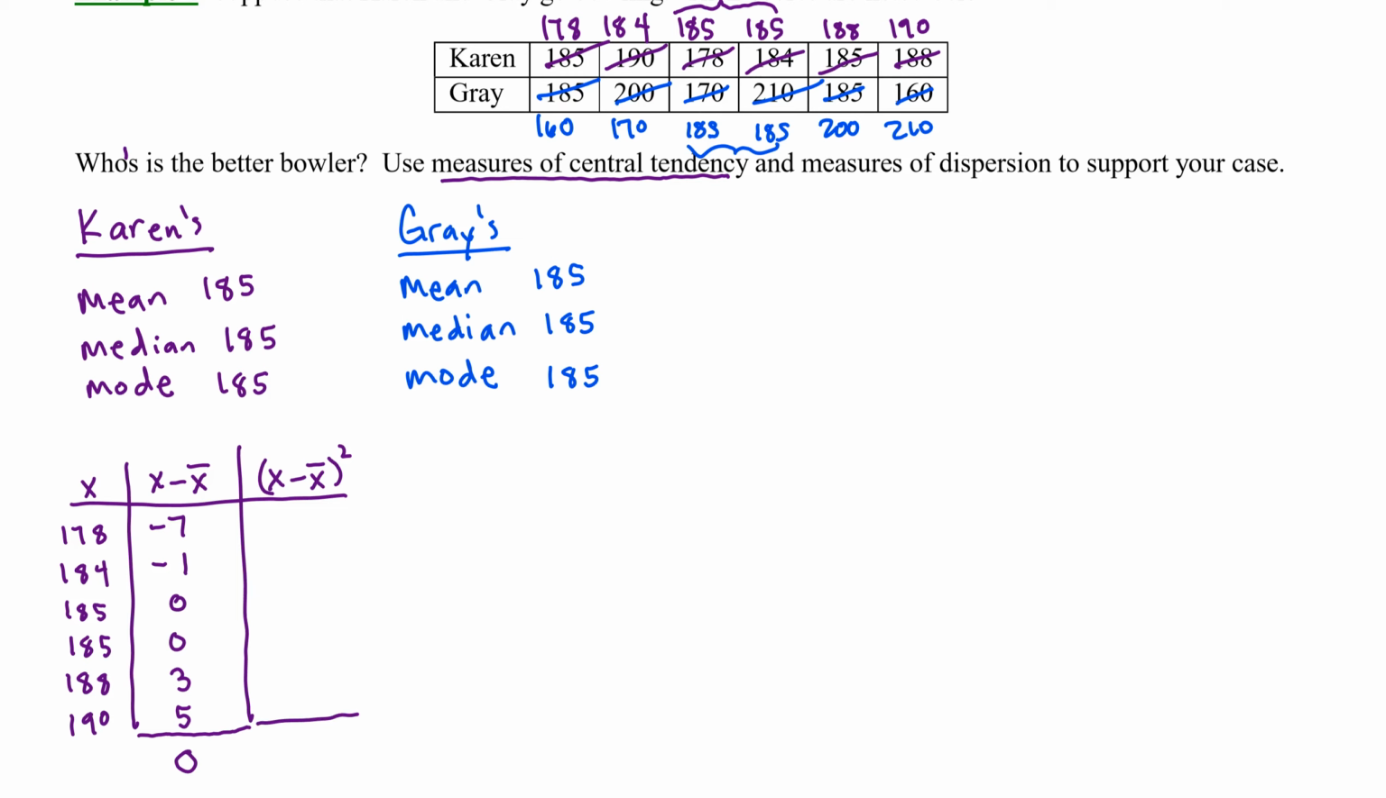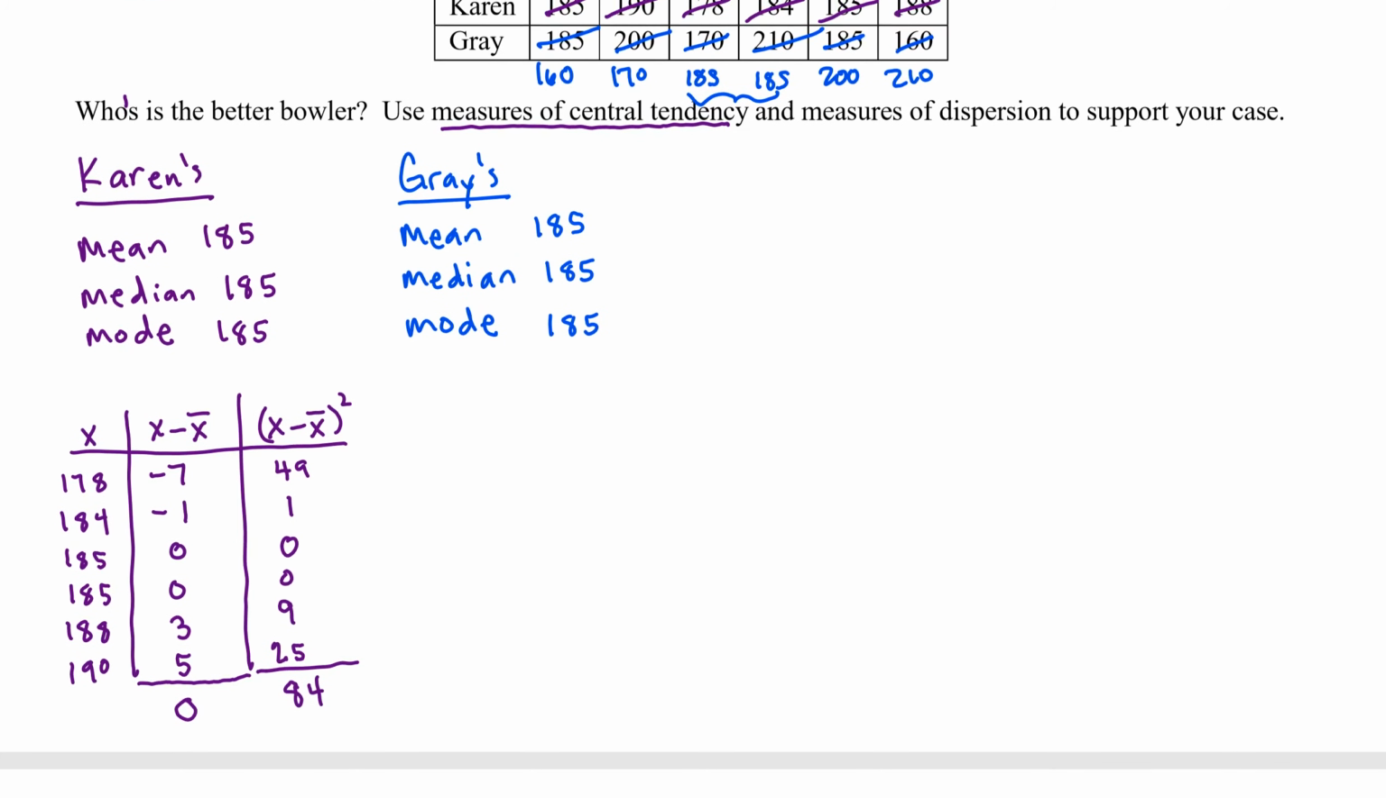Negative 7 times negative 7 is positive 49. Negative 1 squared is 1. Square those zeros to get 0. 3 squared is 9, and 5 squared is 25. So if we add those numbers together, let's see, we get 50, 75, 80. Looks like we're going to get a sum of 84. Okay, so just add those numbers up.